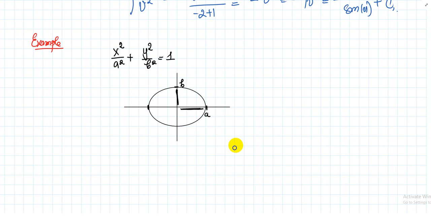Right? If a is equal to b, you will have x squared over a squared plus y squared over a squared is equal to 1. If you multiply everything by a squared, you will have x squared plus y squared is equal to a squared. Okay? This is an equation of the ellipse. I would like to find this area.